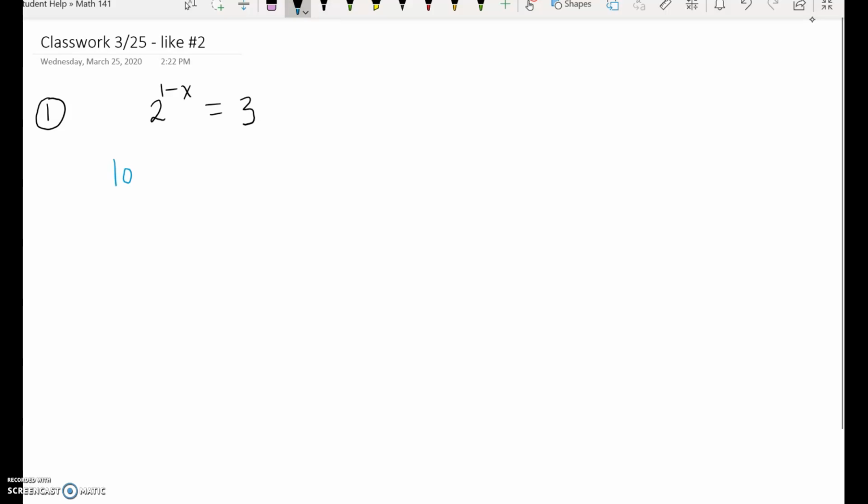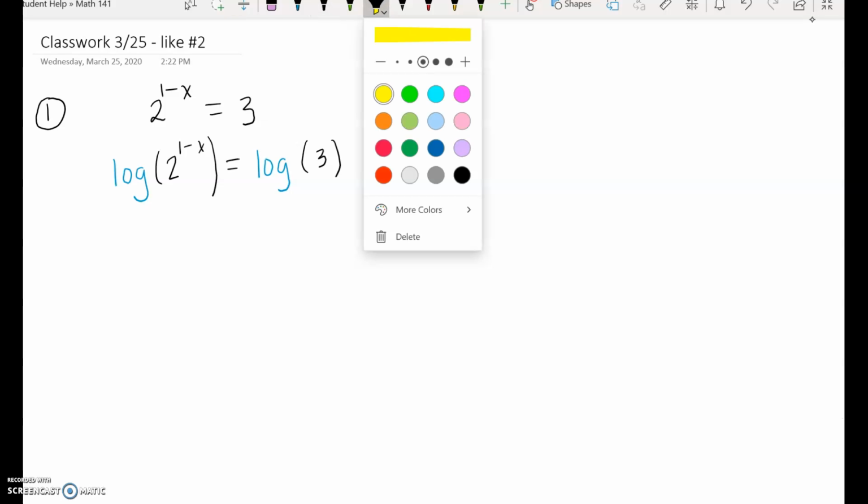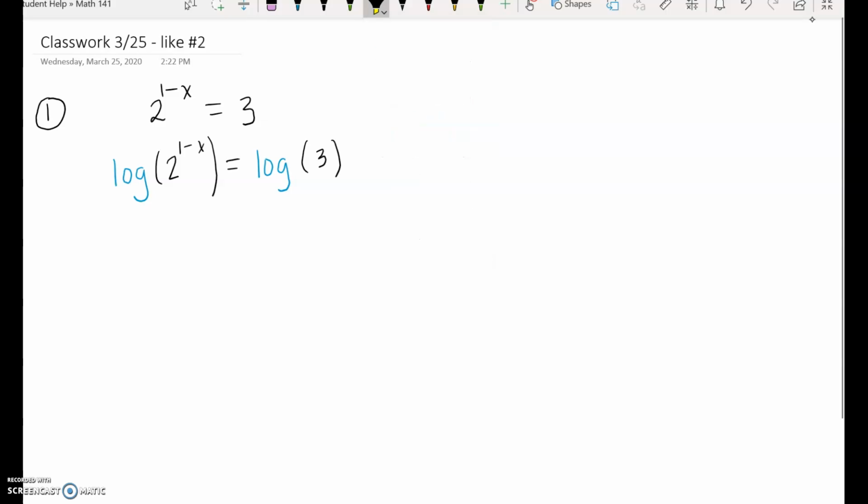So I'll take the log of both sides. The base of the log doesn't matter, we just need them to match. So I'll use base 10 because if we have to do any calculations in the calculator, that'll make it easier for us. Now the nice thing is that when we have a logarithm, we can use the exponent rule and bring this exponent down into the front, which is going to be helpful. So I'm going to put the 1 minus x down in the front times log of 2 equals log of 3.